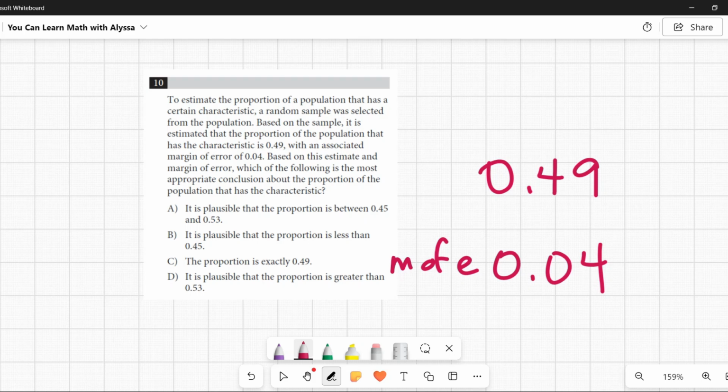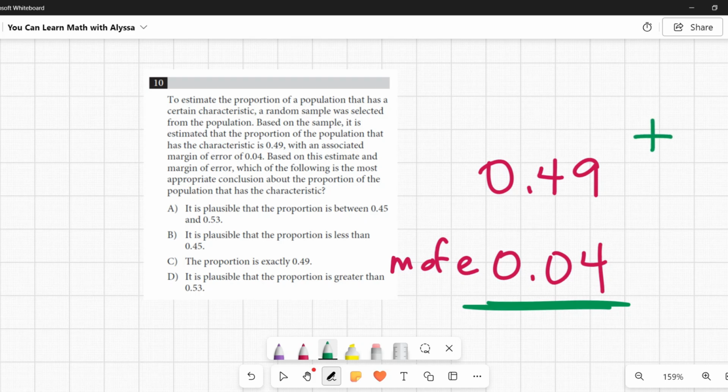Before I even look at their answers, margin of error is like, I think the answer is 0.49, but I could be off by this much in either direction. I could be that much more or that much less, but that's my confidence. So if I said, I think the answer is 10, but I have a margin of error of 1, then it means the answer could be 1 less than that, 9. It could be 1 more than that, 11. That's what margin of error is.